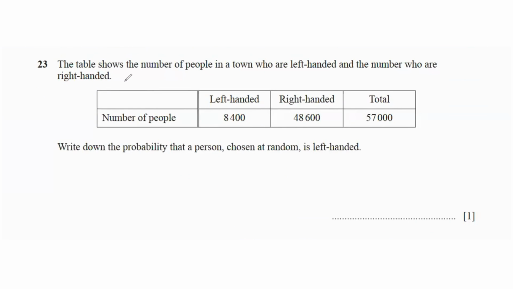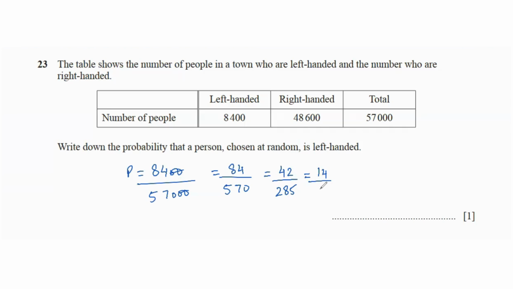Question 23 says, the table shows the number of people in a town who are left-handed and the number who are right-handed. Write down the probability that a person chosen at random is left-handed. So that's going to be 8,400 over 57,000. Cancel the zeros. So that's 84 over 570. Let's simplify this. 42 over 285, which can be further simplified into 14 over 95.